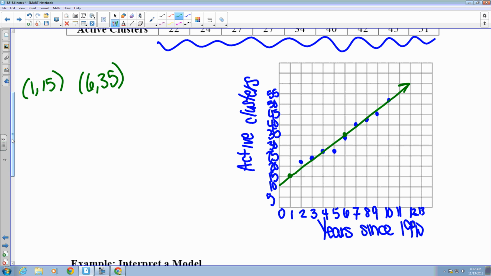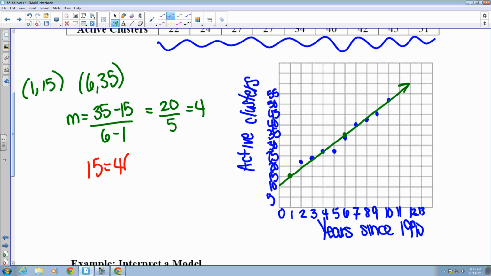Now I'm going to find the slope first. 35 minus 15 over 6 minus 1. That's 20 over 5, which is 4. And then I'm going to pick one of those 2 points, probably (1, 15), to write my equation. 15 equals 4 times 1 plus b. 15 equals 4 plus b. B is 11. So our equation is y = 4x + 11.